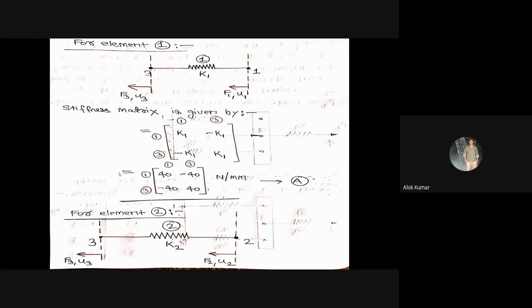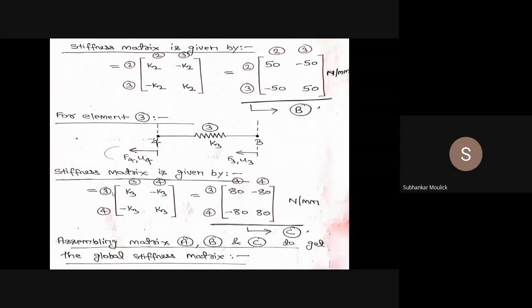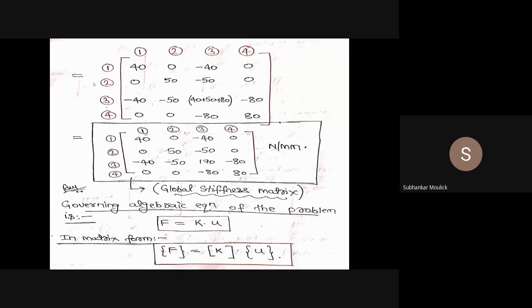Okay, so let us formulate the global stiffness matrix. This is your 4 cross 4 global stiffness matrix, in which the first row is nodal point 1, the second row is nodal point 2, the third row is the third nodal point, and the fourth row is the fourth nodal point. Similarly, the first column is the first nodal point, the second column is the second nodal point, the third column is the third nodal point, and the fourth column is the fourth nodal point.